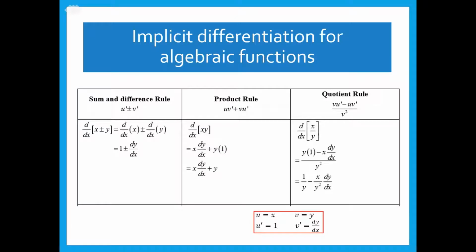Following are the examples on how to do implicit differentiation for the algebraic function. Differentiate x plus minus y using sum and difference rule. The answer is 1 plus minus dy over dx. Differentiate xy using product rule. The answer is x dy over dx plus y. Differentiate x over y using quotient rule. The answer is 1 over y minus x over y squared dy over dx.